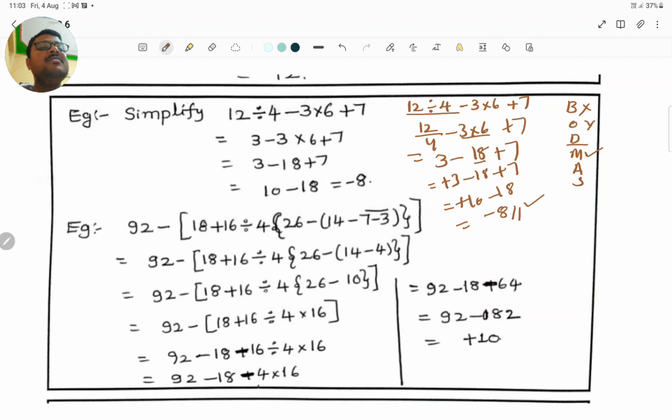Okay, this is the next question. Now one more question is there. When we see this question, it looks very big, no? Don't worry. We have to be confident, then you can do any type of question easily.